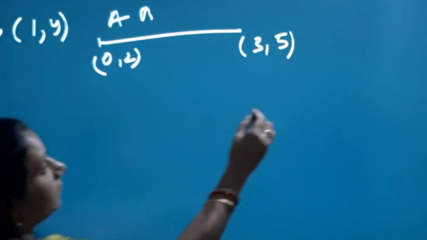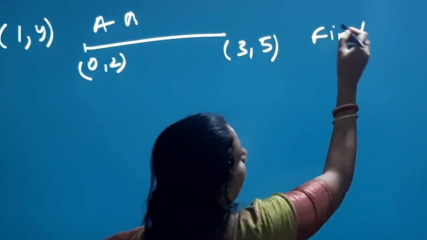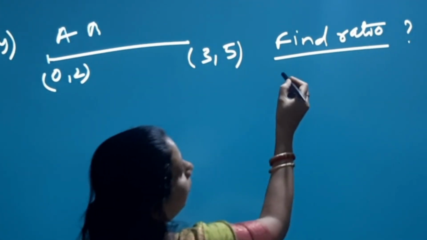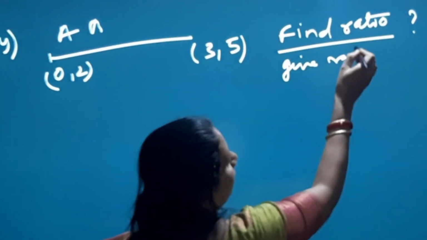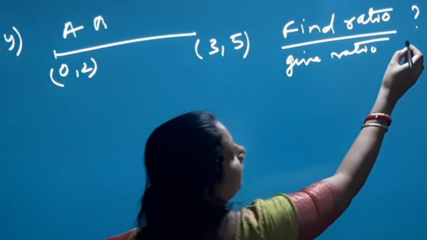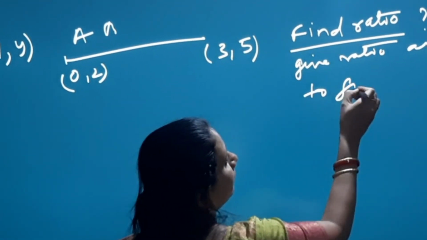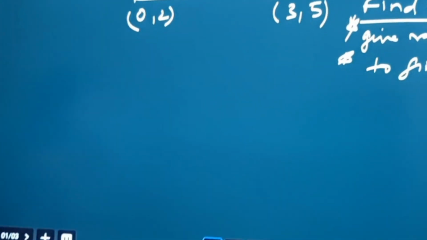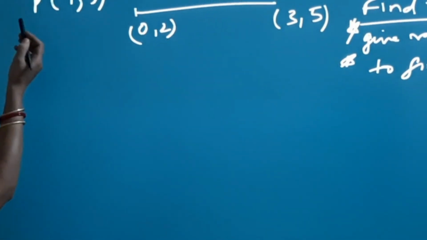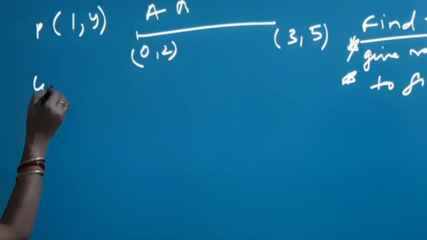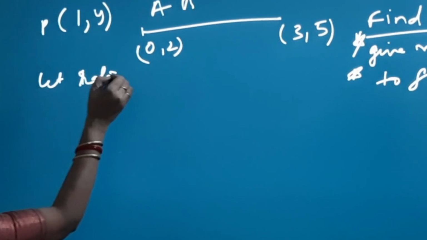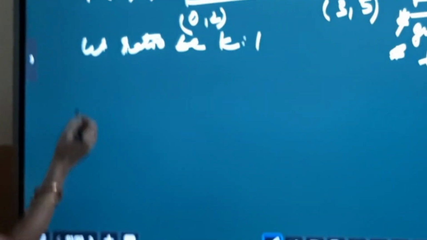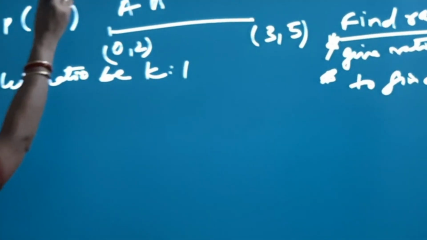Now they are asking the question here, find the ratio. Here we can have two types of question. Either find the ratio, or they will give the ratio and ask to find y. So in a single question you can practice both. How to solve? This is the last variety of question. Now, as here they are asking for the ratio, we will let the ratio be k:1.